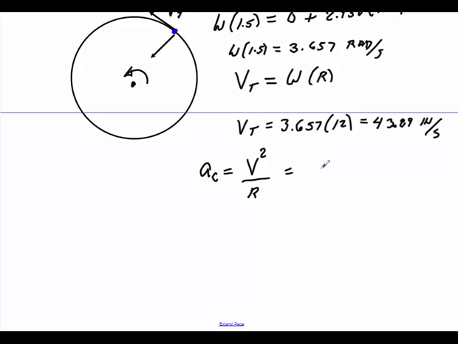So we take our value here, 43.89 inches per second. We will square that, and we will divide that by 12 inches. That'll get us our units in inches per second squared. So we square that, and divide by 12. That gives us a centripetal acceleration of 160.5 inches per second squared.